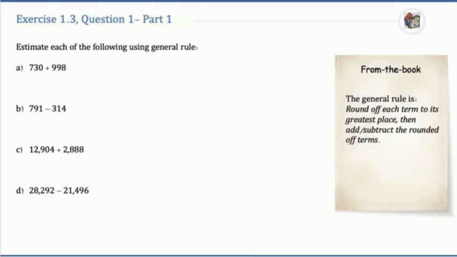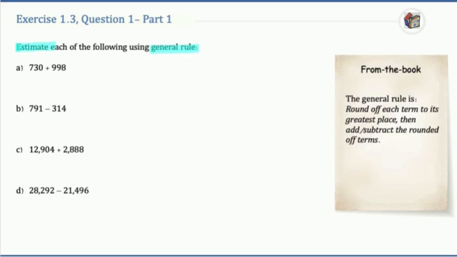Exercise 1.3, question 1, part 1. This question has two parts, so I have designed my slides in a way that I have only one part on one slide. Let's read it. It says, estimate each of the following using the general rule.